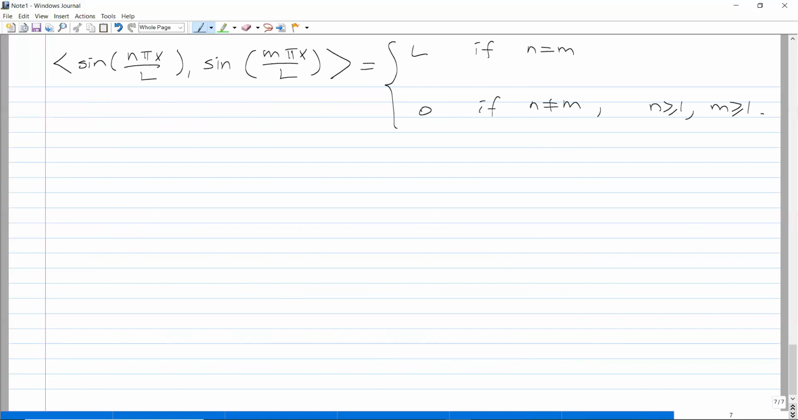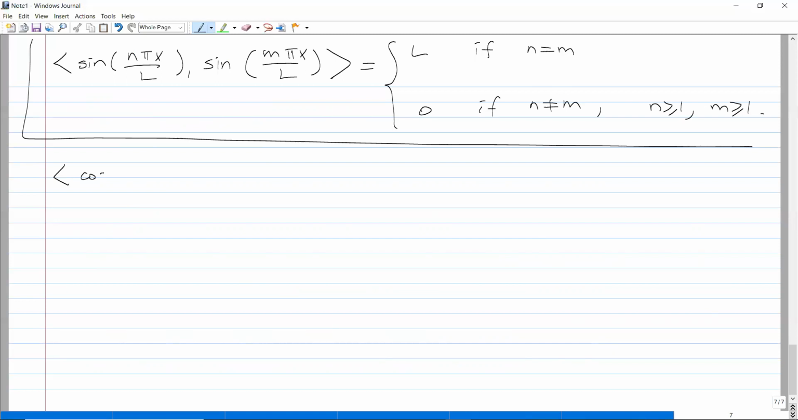Okay, now how about cosines? So this is one result. Now, same thing with cosines. But the thing to keep in mind here is that now for cosines, we can take n and m to be 0, because cosine of 0 is not 0, it is 1. So we need to be a little bit careful.